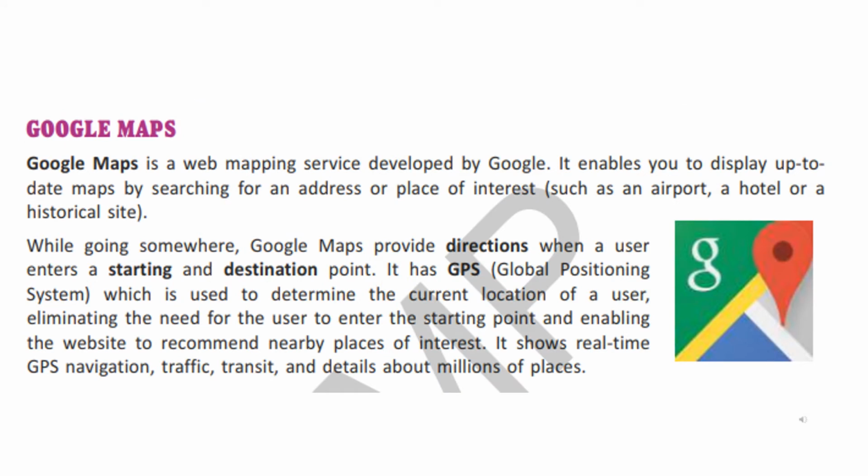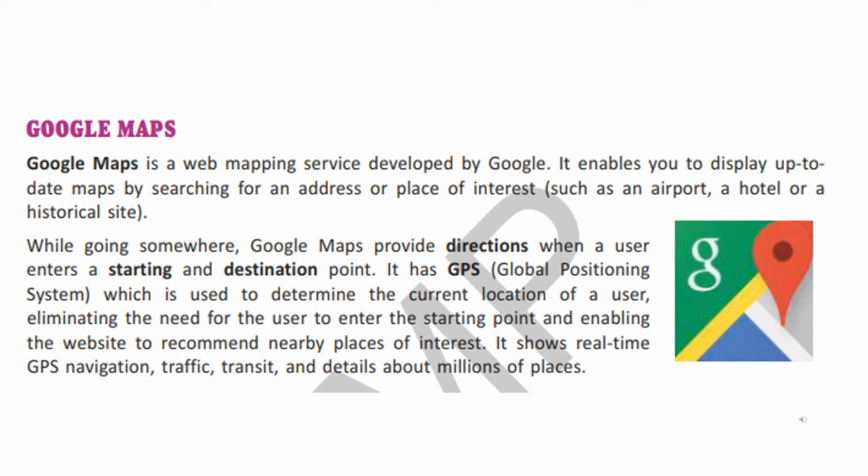Next we have Google Maps. Children, Google Map is a web mapping service developed by Google. I think whenever you are going somewhere with your parents, Google Maps always accompanies you. What does it mean? It means whenever you are going somewhere, you can search the address of any place with the help of Google Map. It tells you the nearby hotels, nearby petrol pumps, airports, and even historical sites. And while going somewhere, Google Maps provides directions, the starting point and the destination point. You can get the time also, how much time it will take to reach the destination.